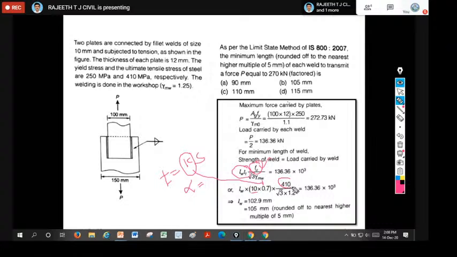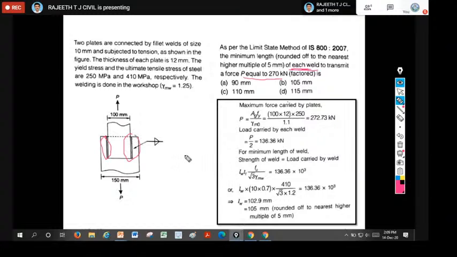The ultimate stress in the material is 410. Here they have taken 1.2, but actually you should take 1.25 for gamma mw. So this is equal to the load carrying capacity. You are getting about 102 millimeter, and if you round it to the nearest 5 millimeter multiple, you get 105 millimeter as the length of the weld I should give to each weld to transport a force equal to 270. This is what I have calculated for this one, and the same thing should be for the other one.